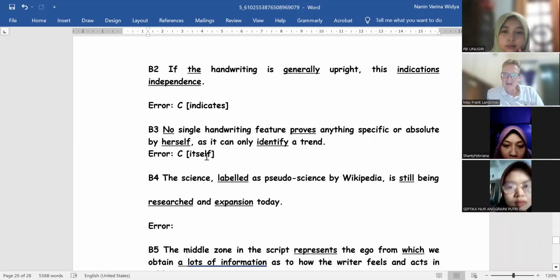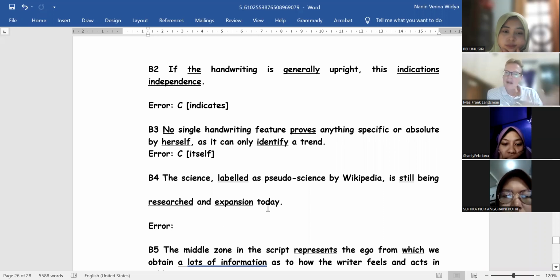Okay. Now the first three I've given you the answer. Now it's time for you to identify. Jadi yang B1, B2, B3 ada jawabannya, just to guide you. But now it's time for your answer. B4, the science labeled as pseudoscience by Wikipedia, so pretending to be scientific but is not, is still being researched, sedang diteliti, and expansion today.